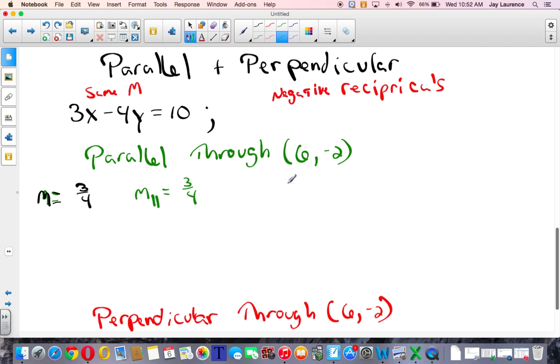If I want to write the equation in slope-intercept form, I'll do the y equals mx plus b and plug things in and solve for b. But if they don't require me to do that, if they say do it in point-slope form, all I have to do is y plus 2, right, equals 3/4 times x minus 6. If I want to, I could then convert that to slope-intercept form, but I'm not required to.